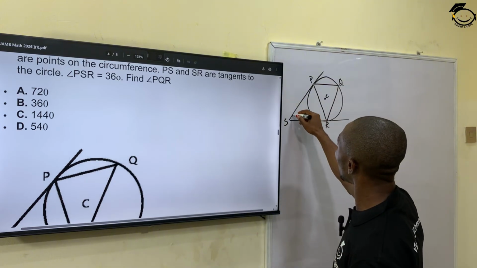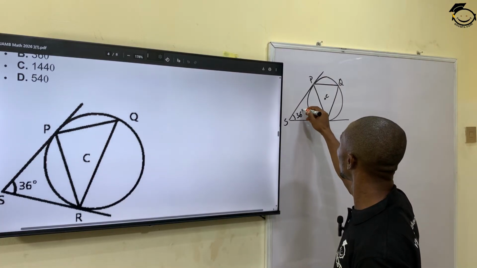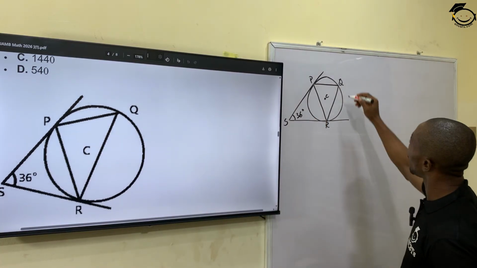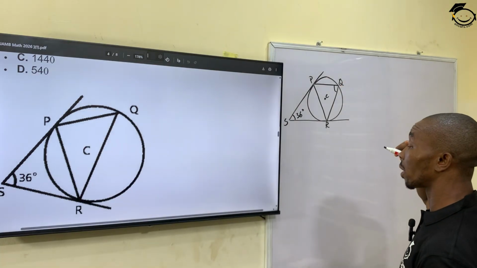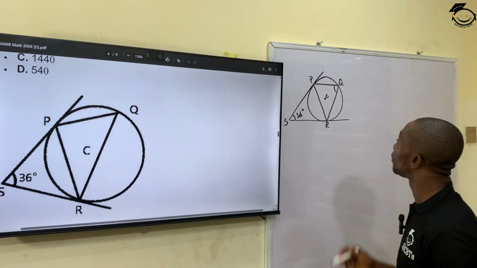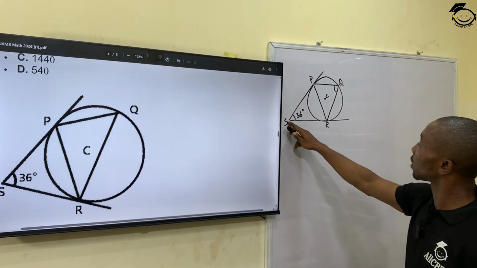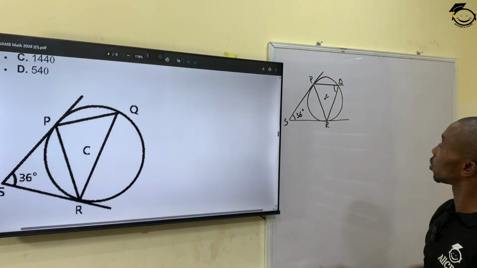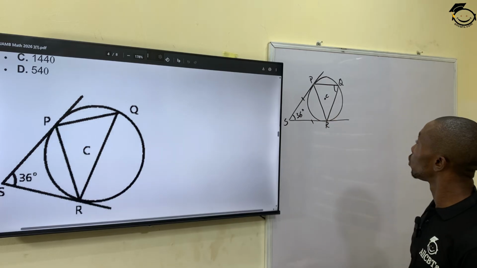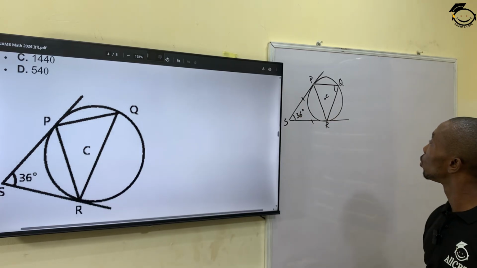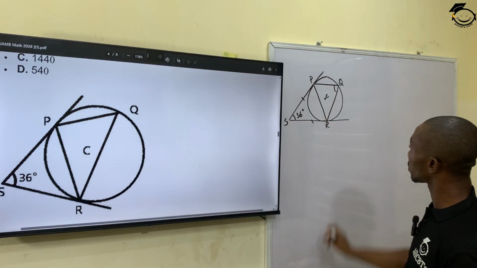Okay, so our angle S is given to us as 36 degrees, and we should find angle Q. Since we're looking for angle Q, from the rule of tangents, when two tangents from an external point touch a circle, those two tangents are equal. So this forms an isosceles triangle, our PSR.